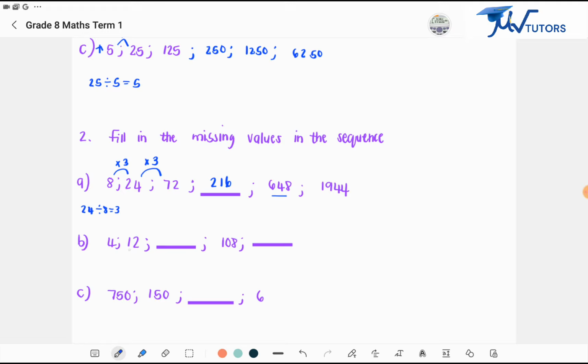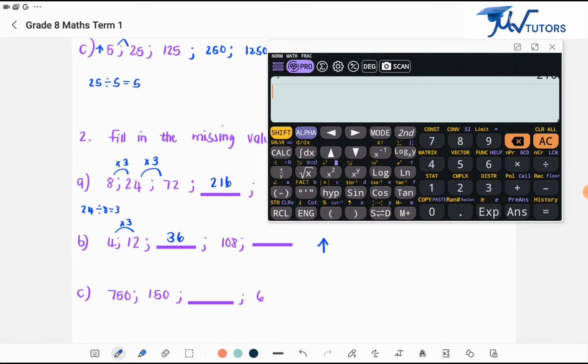Now, from 4 to 12 to whatever, to 108 to whatever, I see that I have an increasing pattern. All right. And because it's an increasing pattern, I am going to multiply by a whole number. And I see 4 times 3 actually is 12. 12 times 3 is 36. 36 times 3 must give me 108. So let's check. 36 times 3, 108. And 108 times 3 is 324. Great. So we are confident there.